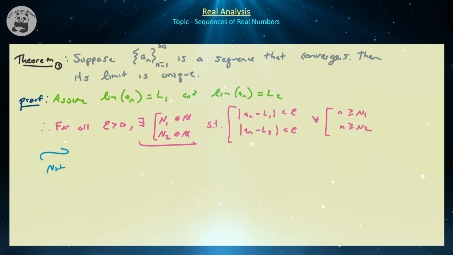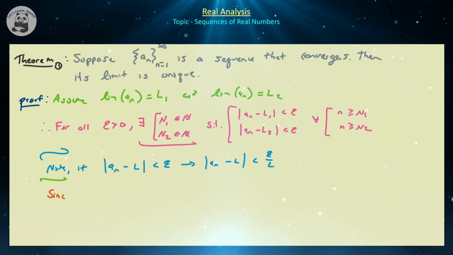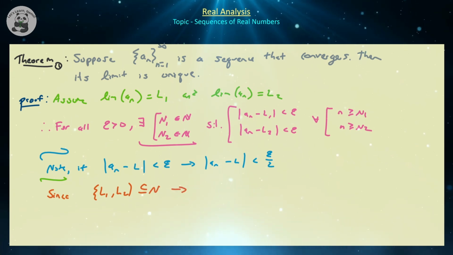Notice in particular that if the absolute value of a_n minus L is less than epsilon, then it's also true that the absolute value of a_n minus L is less than epsilon divided by 2, because epsilon divided by 2 will be smaller than epsilon. So why do I even care about stating this trivial property? Since this set of L1 and L2, the set of proposed limits, is a subset of the natural numbers, that means, in particular, it's a finite subset of the minimal finite.